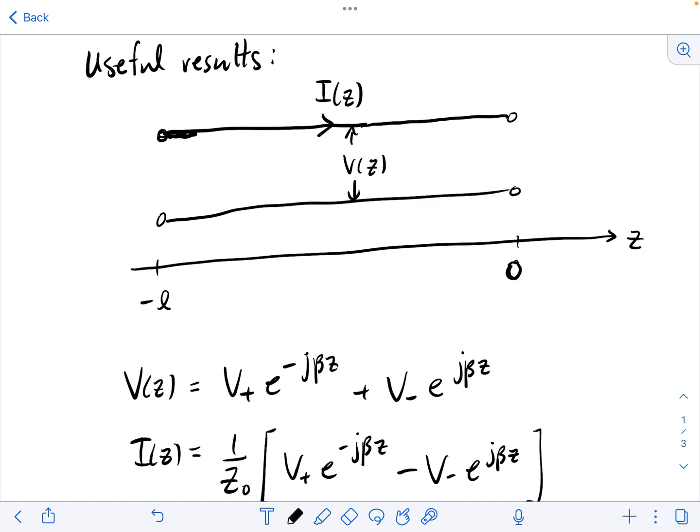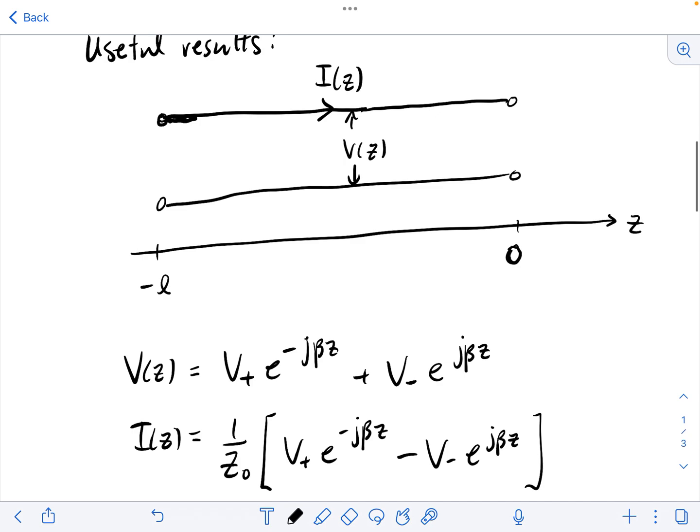And so with that geometry, we assumed that we had sinusoidal signals on our transmission line, and capital V represents the amplitude of those sinusoidal oscillations, and we calculated how that amplitude varies along the length of the transmission line. And so here's the expression. And we also calculated how the current amplitude varied along the length of the transmission line, and the result is here.